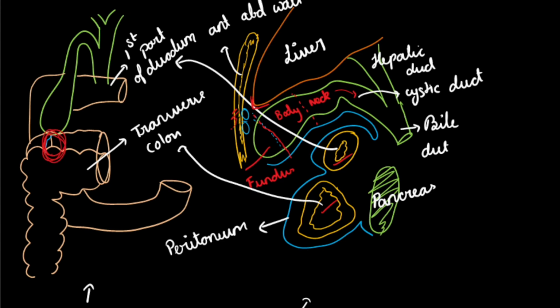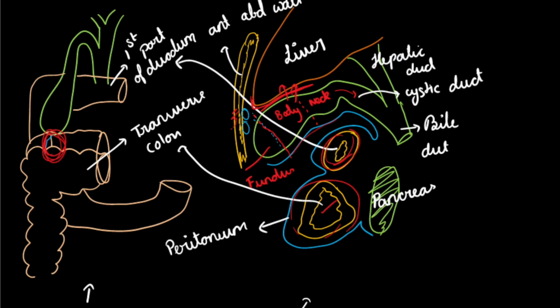And now regarding the body. This body mainly lies in the fossa of gallbladder, which is present in the inferior surface of the liver. In case of the superior surface, it is directly attached to the liver, and in case of the inferior surface, we will be having this blue color peritoneal covering. And this body is related inferiorly to the duodenum and transverse colon. You can see here. So this is all regarding the body.